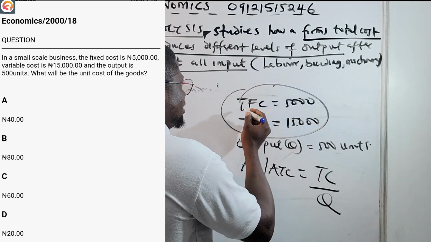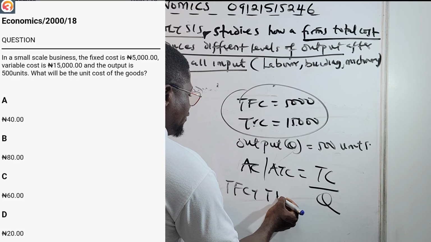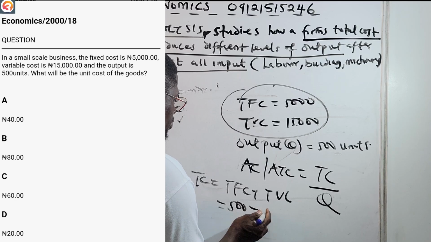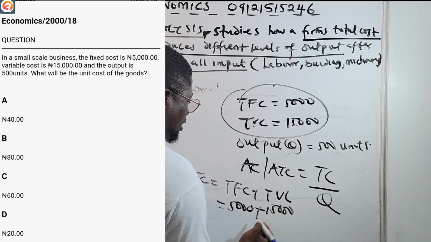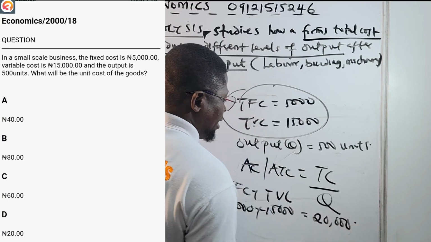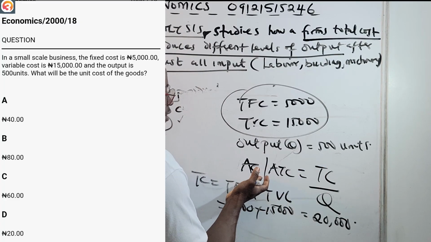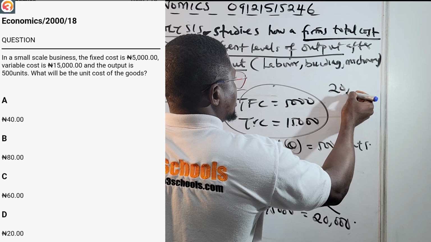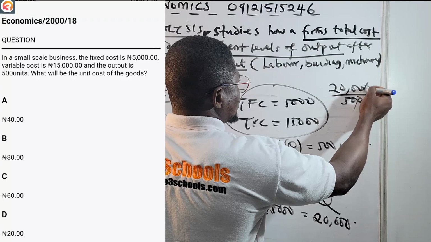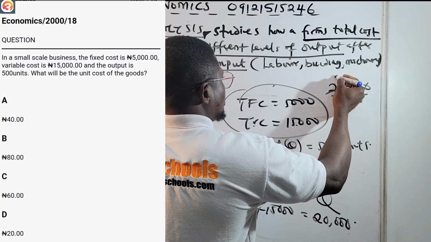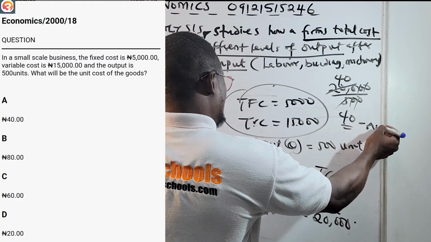Now from here we can find our TC. We know that the total cost is total fixed cost plus total variable cost. Our total fixed cost is 5,000 and our total variable cost is 15,000. This gives us 20,000. Now we are given the output Q, 500. So to get our average cost, it will be 20,000 divided by 500. Zero cancels zero, zero cancels zero. 5 into 20 is 4 times, then plus 0. So I have 40. Option A is correct, 40.